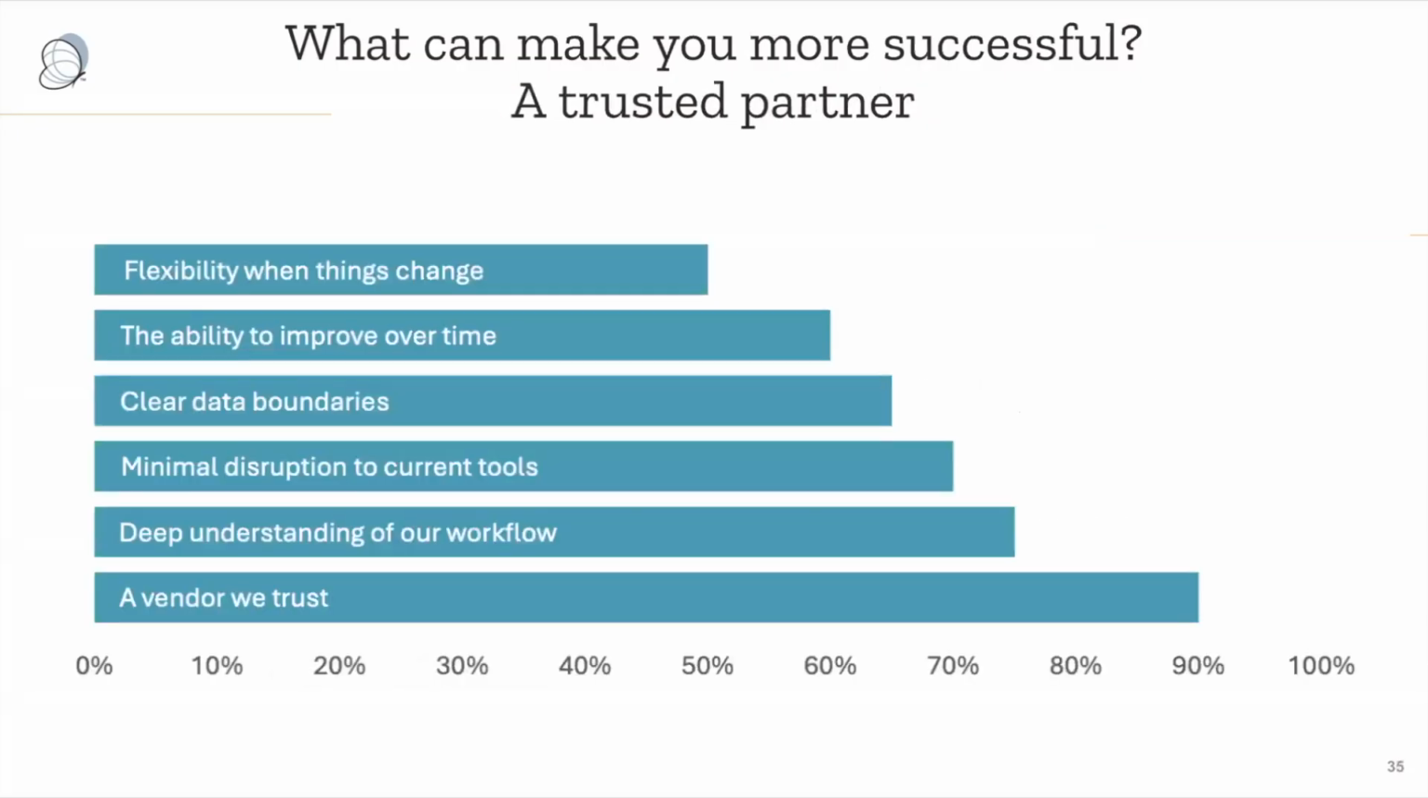And then the last thing I'll mention is going back to that MIT report about how 95% of Gen AI projects fail. Again, I would read it as lots of them don't work out. It turns out that a trusted partner tends to make people more successful. They talked to people who had worked with external vendors like Synaptiq. Number one thing was they said they want to find a vendor they can trust. They need to have deep understanding of their workflow and minimal disruption of current tools.